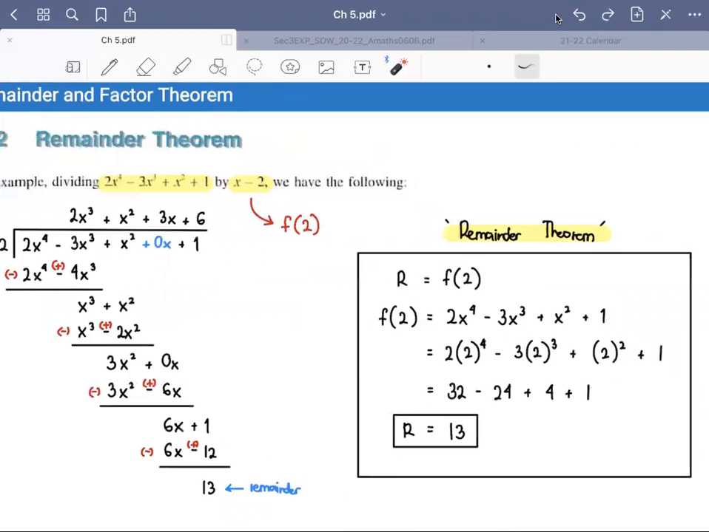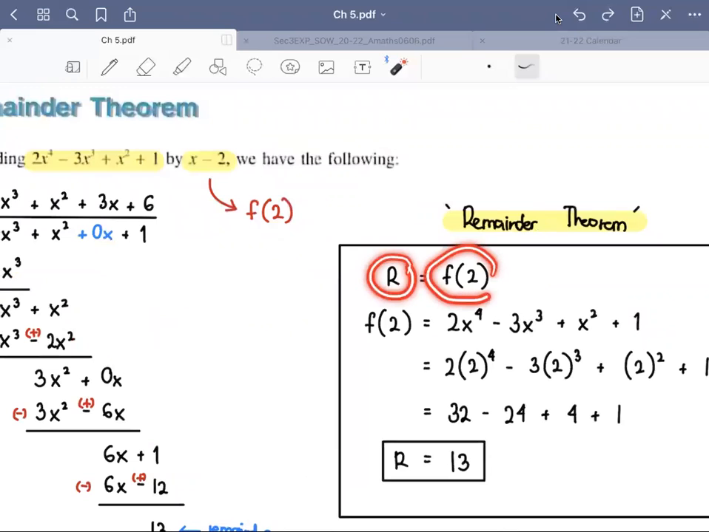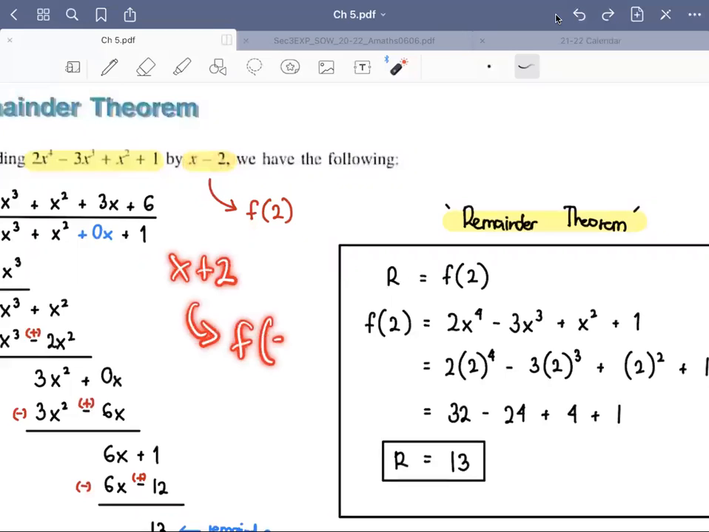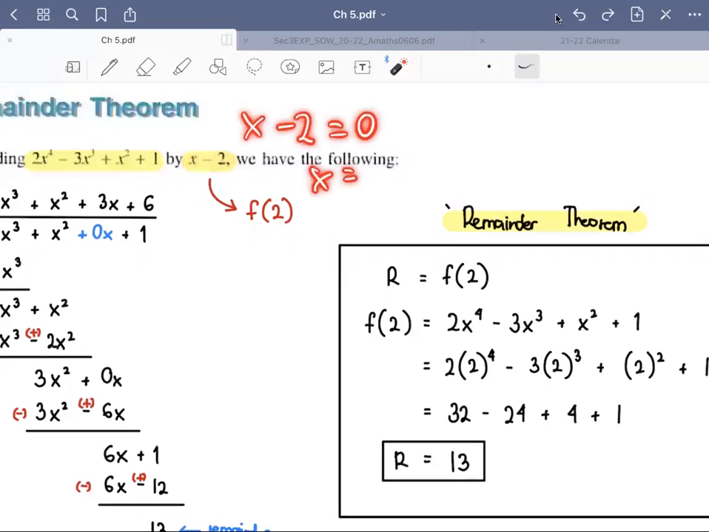So how does it work? Again, the remainder is equal to f of 2. If it's x minus 2, it's f of 2. Listen, class. Again, if it's x minus 2, that is f of 2. But what if it's x plus 2? So that is f of negative 2. You see the difference? Because how did I get 2 and negative 2? Simply x minus 2 equals 0, so x is equal to 2. So therefore, it's f of 2.